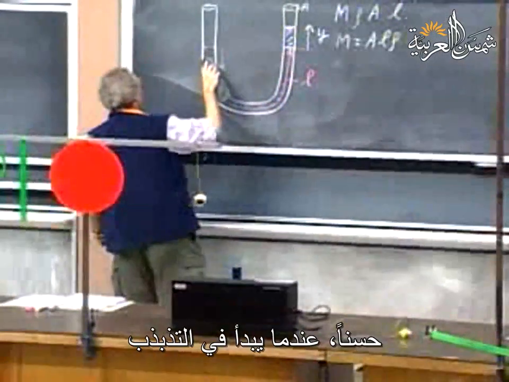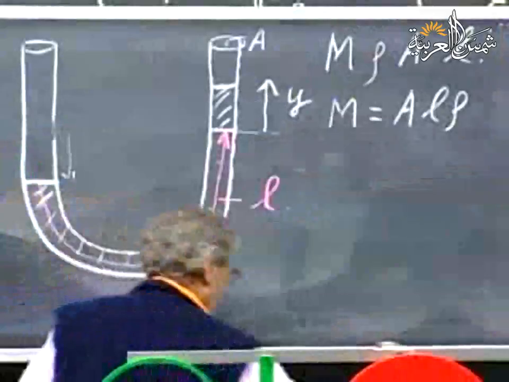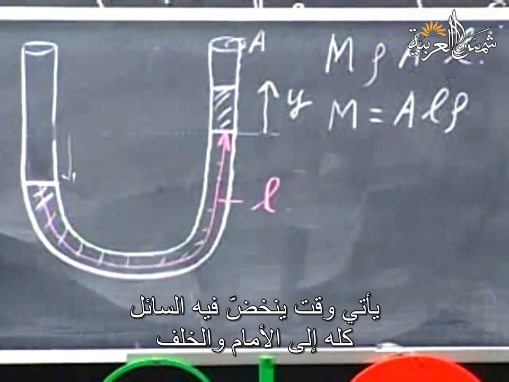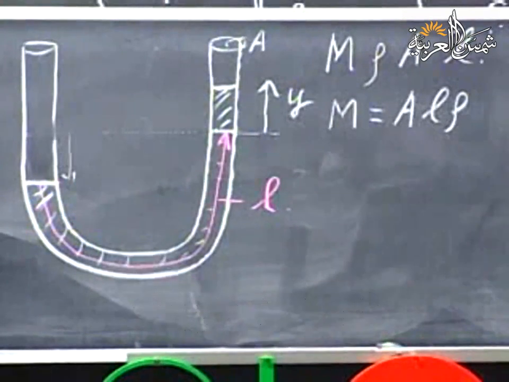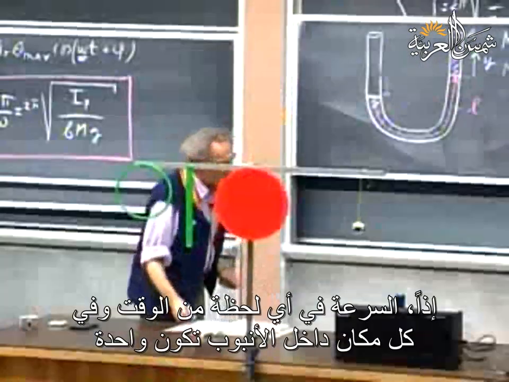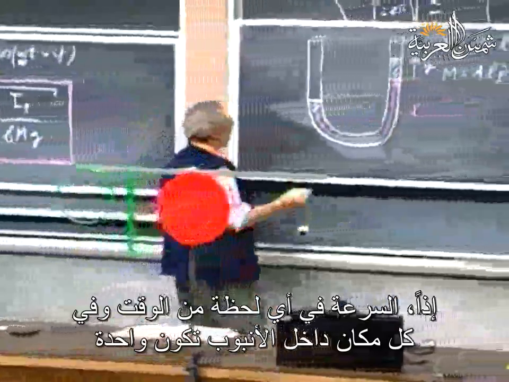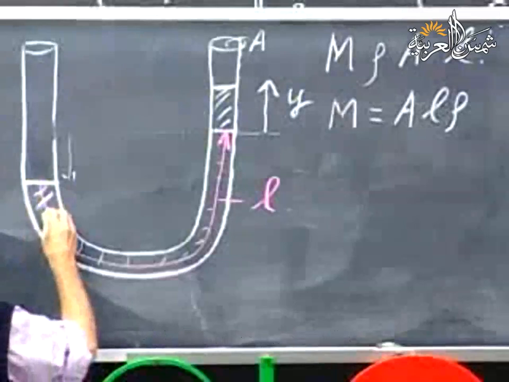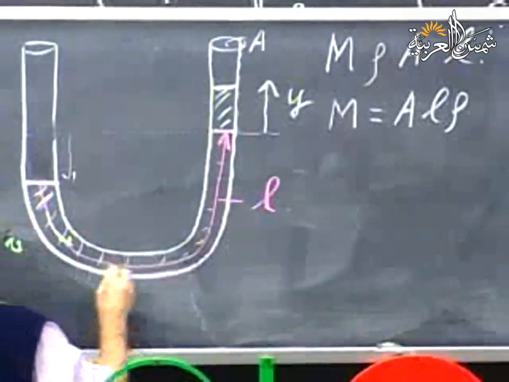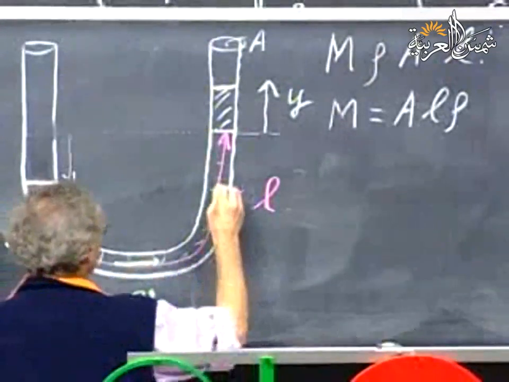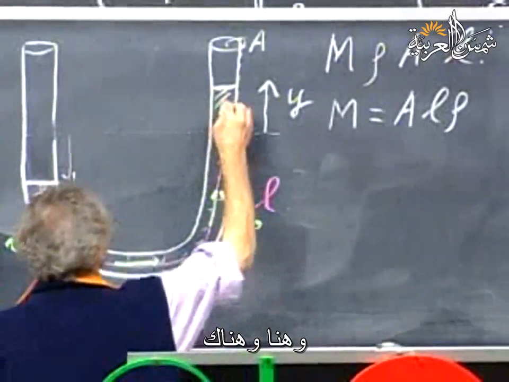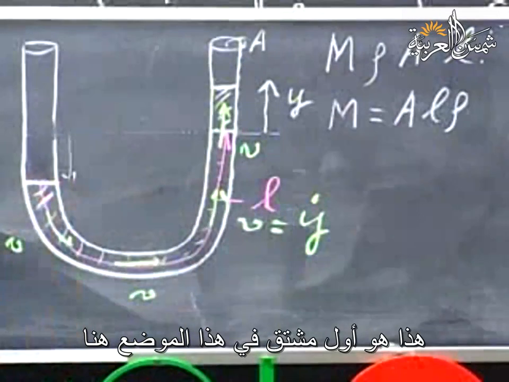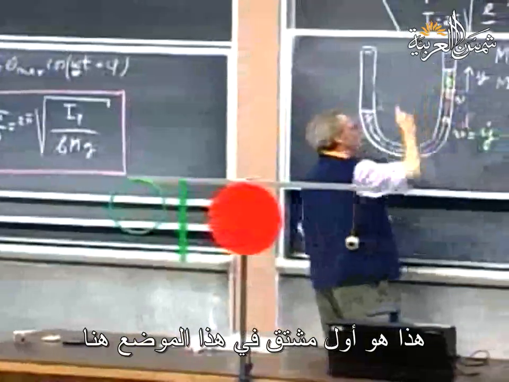Well, when it starts to oscillate, there comes a time that the whole liquid is going to slosh back and forth, and so everywhere in the tube, the velocity at any moment in time will be the same because the cross-section is not changing. It's the same everywhere. So if there's a certain velocity here, v, then it's the same as the velocity here, as the velocity there, as the velocity there. And that, of course, is y dot. That's the first derivative of that position here.